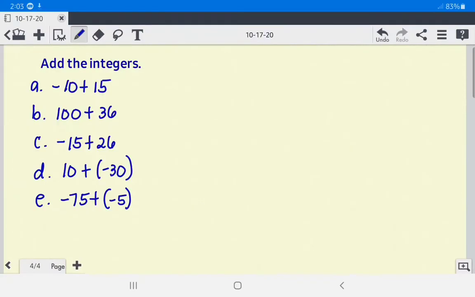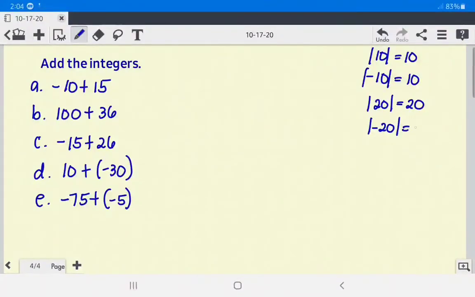So that's it. Let's have now bigger numbers. Now, if this is the case, remember the absolute value. Let's say the absolute value of 10, that is 10. The absolute value of negative 10, we have positive 10. The absolute value of 20, we have 20. The absolute value of negative 20, we have 20, right? So the results are all positive.